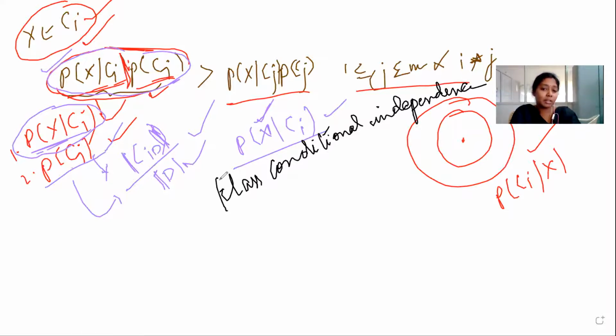This is a very, very important point covered in the Naïve Bayesian classifier. This is the speciality of the Naïve Bayesian classifier. We need to highlight this when you are going to explain or present the topic in the exam. So what is class conditional independence?